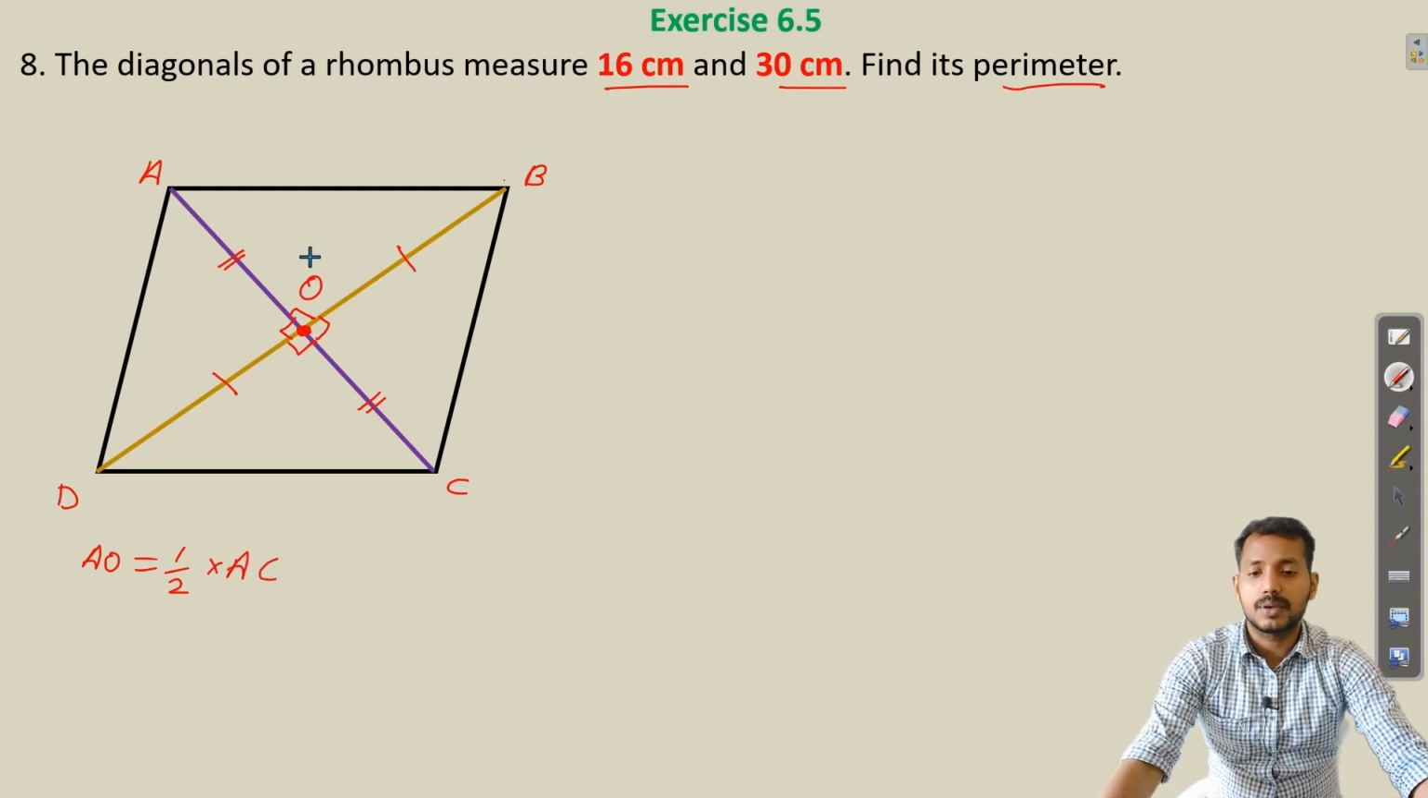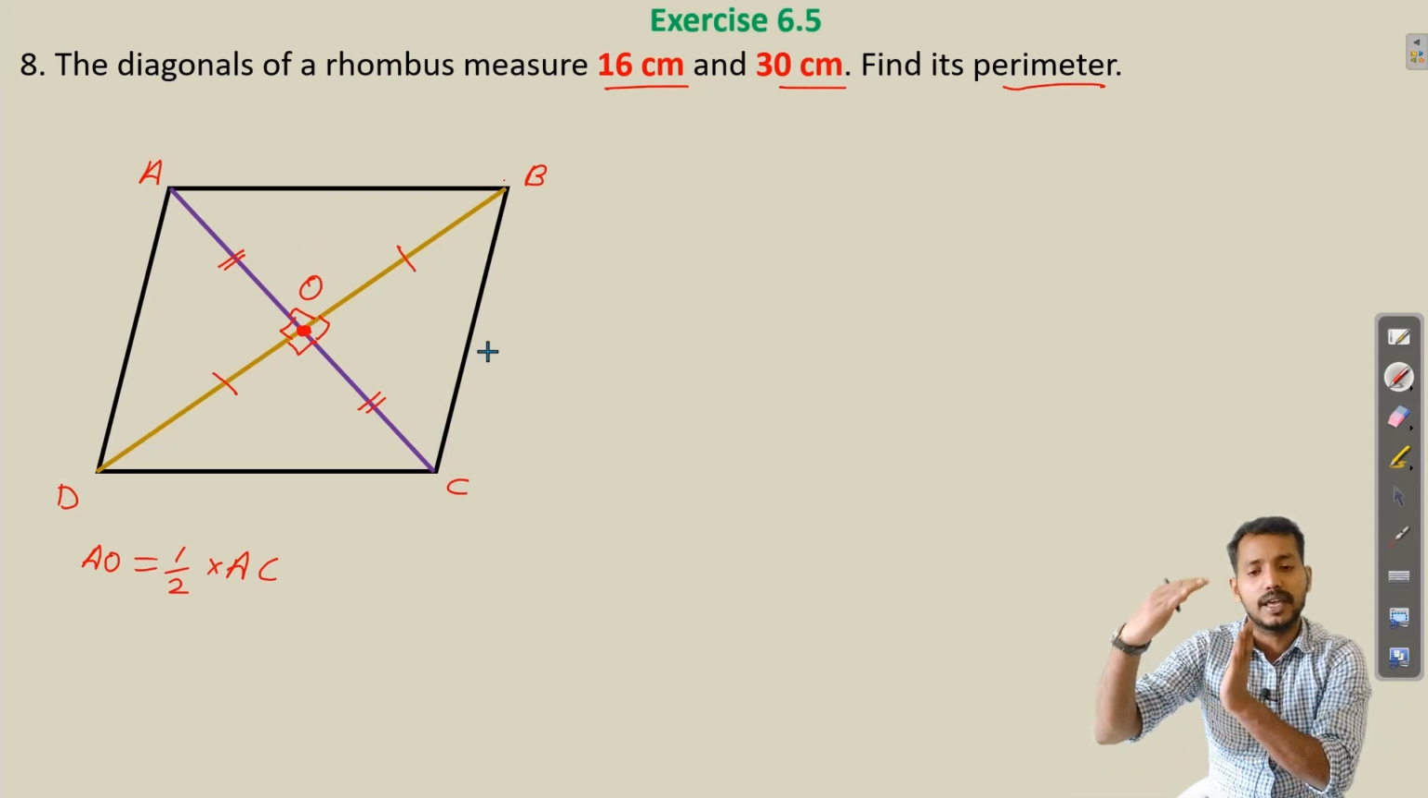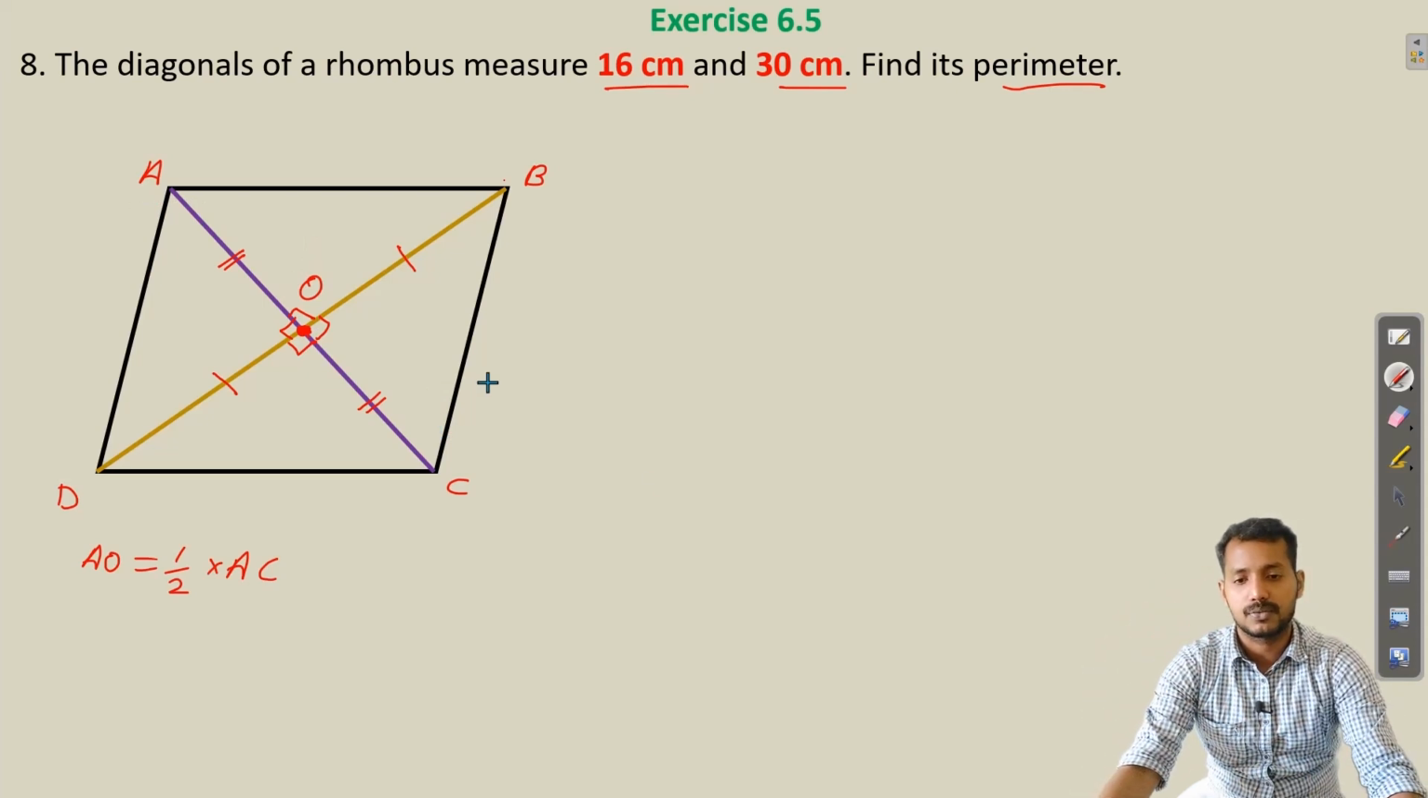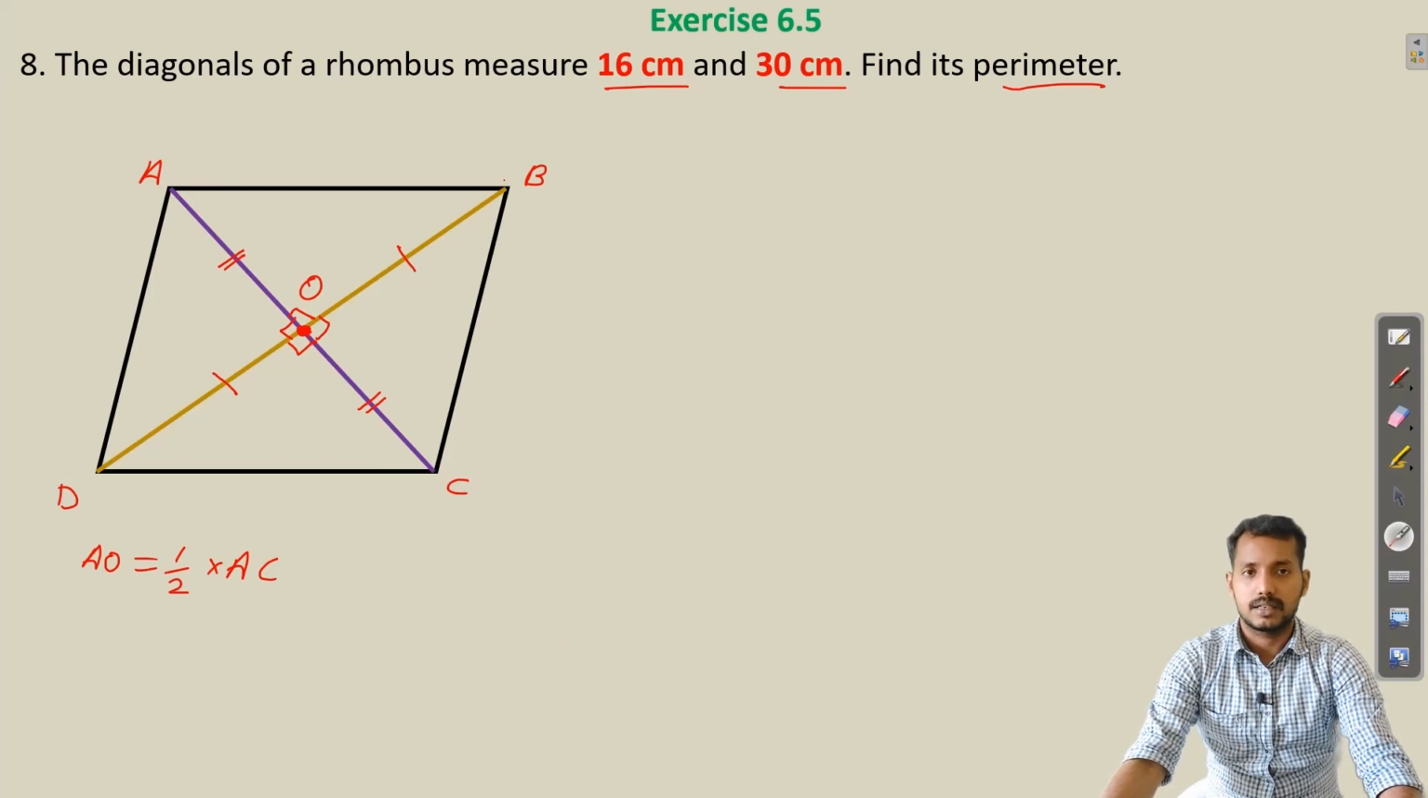Why is it half of AC? Because the point O bisects AC into two equal halves. Therefore, AO is equal to OC. That means AO will be half of the total length AC. Clear? So, because of that we are writing.